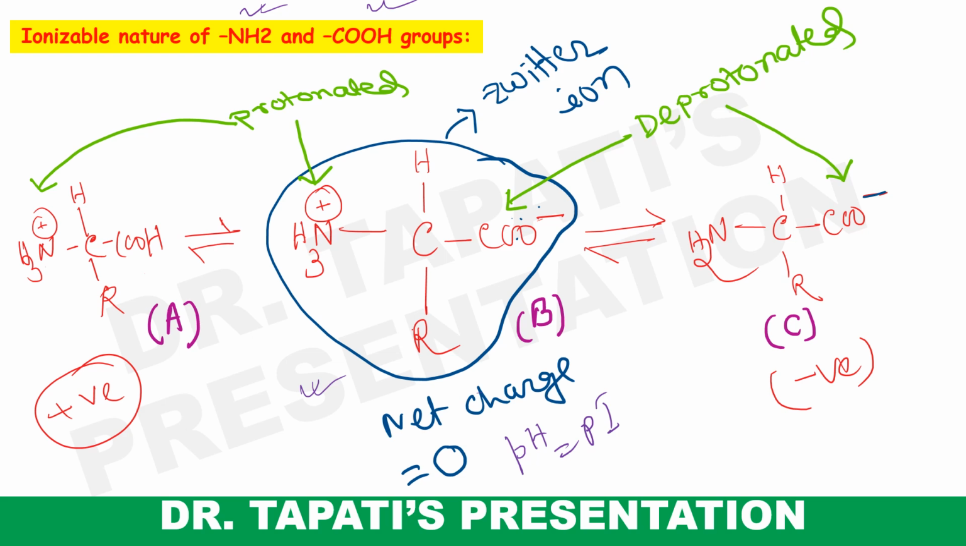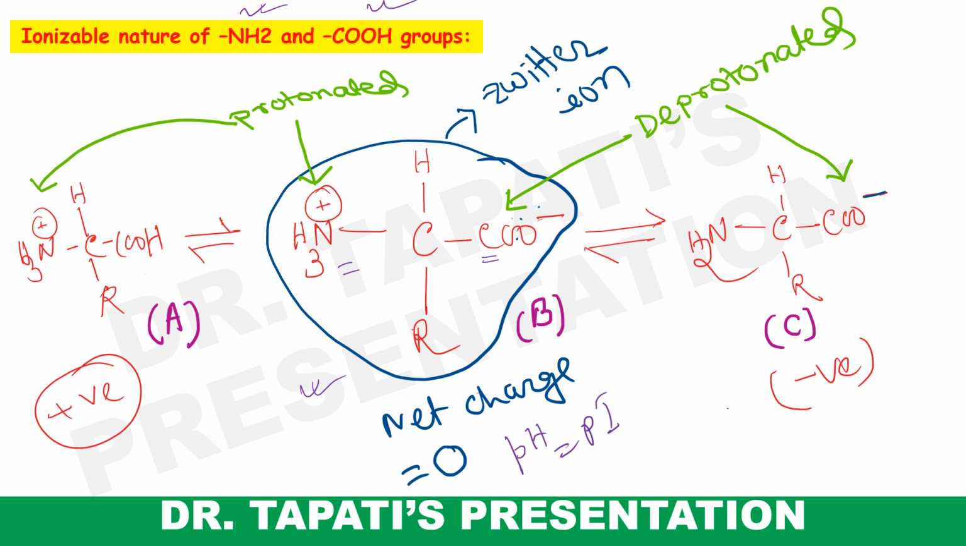When the net charge of an amino acid is 0, the COOH group is present in deprotonated form as well as the NH2 group present in the protonated form. So one positive charge, another negative charge. So the total net charge is 0 in this case, and this form is known as the zwitterion form. So at pI, the amino acid is present in zwitterion form where net charge is 0.